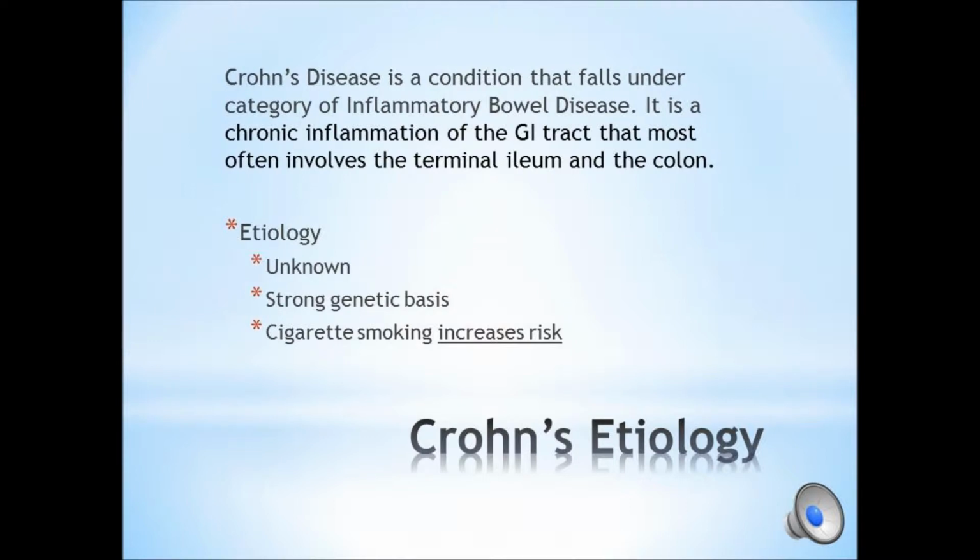So we'll start with Crohn's disease first. Both are conditions that fall into the category of inflammatory bowel diseases. Crohn's is chronic inflammation of the GI tract that most often involves the terminal ileum and the colon. The etiology is unknown, but it's thought to have a strong genetic basis, and cigarette smoking definitely increases the risk, and this is going to be a differentiating factor when comparing Crohn's disease versus chronic ulcerative colitis.